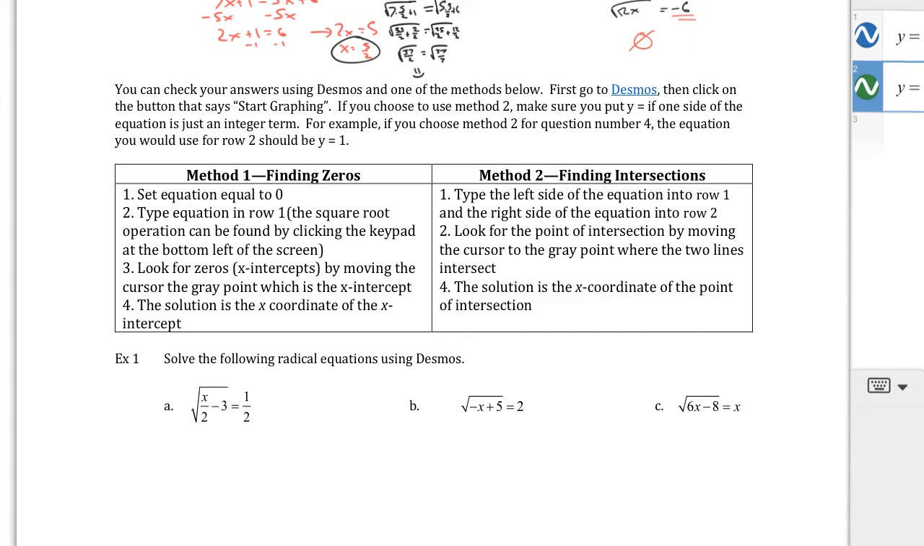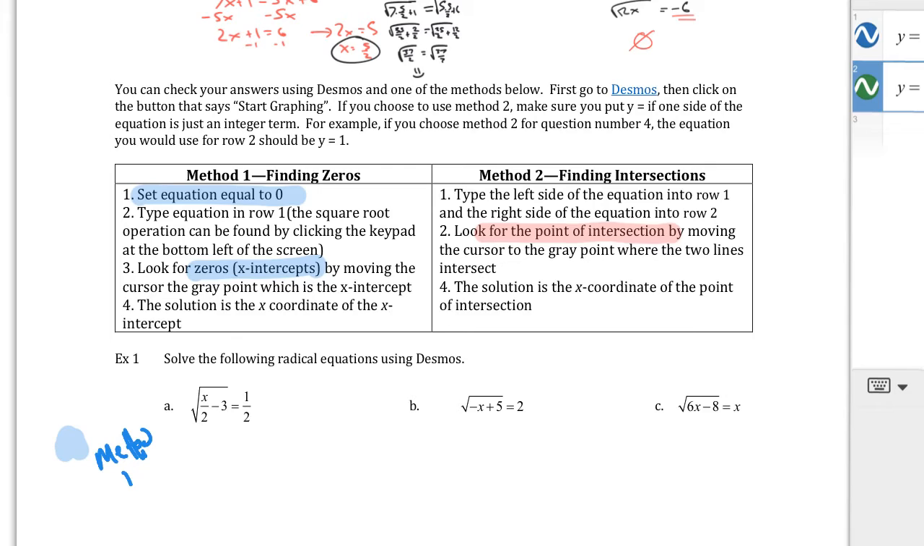You can either find the zeros, which means the key is you're going to set the equation equal to 0. And then we basically find the x-intercepts. Or method 2 is just to find an intersection. So in method 2, we graph both sides and look for where they cross. So I'll do a couple of each, just to give you a sense of that. So example 1a here, let's try method 1.